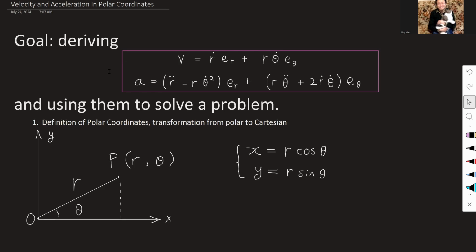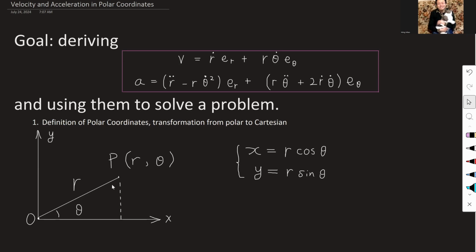First, let's review the basics of polar coordinates. To establish a polar coordinate system, we choose a point as the origin and a ray that passes through that point as the reference direction. We can then use two numbers to specify the location of an arbitrary point in the coordinate system.